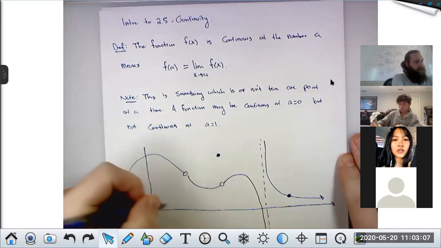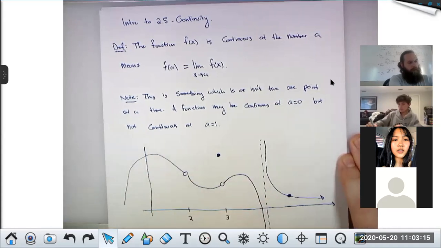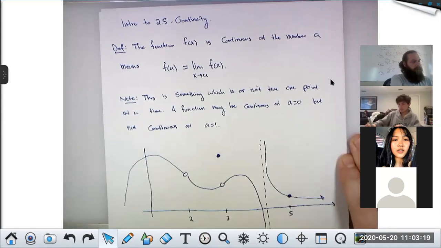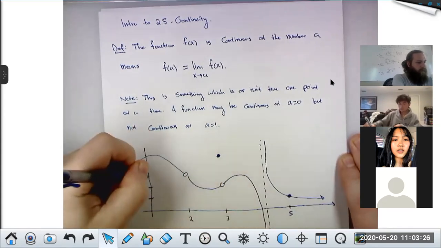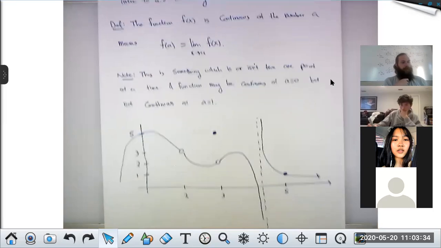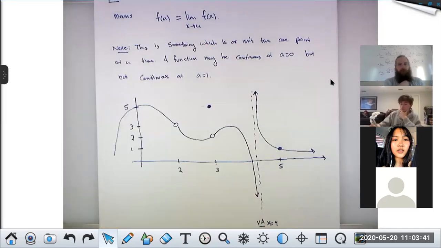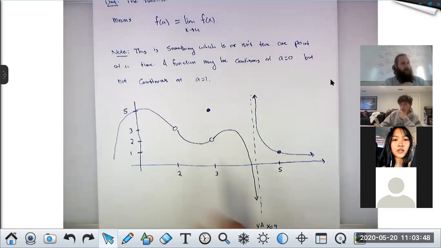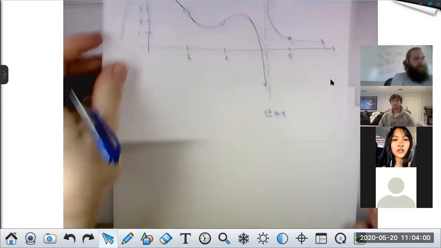So let me call this 2, 3, x equals 4. Over here is 5. And this 1, 2, 3, 5. Okay, so here's a graph of a function. It's got all sorts of stuff going on. I want to ask whether this function is continuous or not at this point, at this point, at this point, and at this point. So you still see the graph.